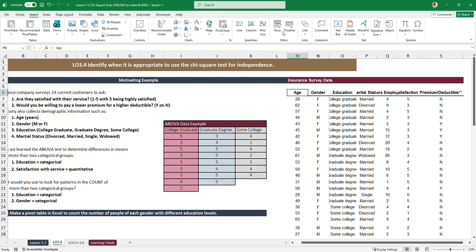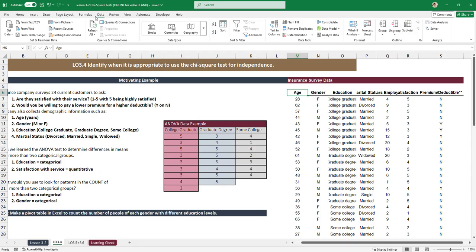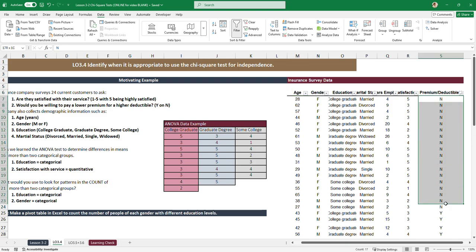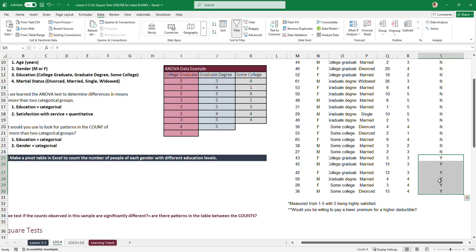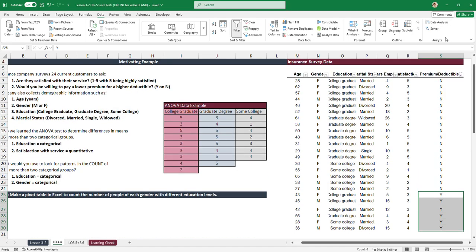If I quickly add filters to this just so I can sort, there we go. We can see that these are the people who said no to that question. These are the people who said yes. They form two different groups. And for those two groups, we can compare averages.